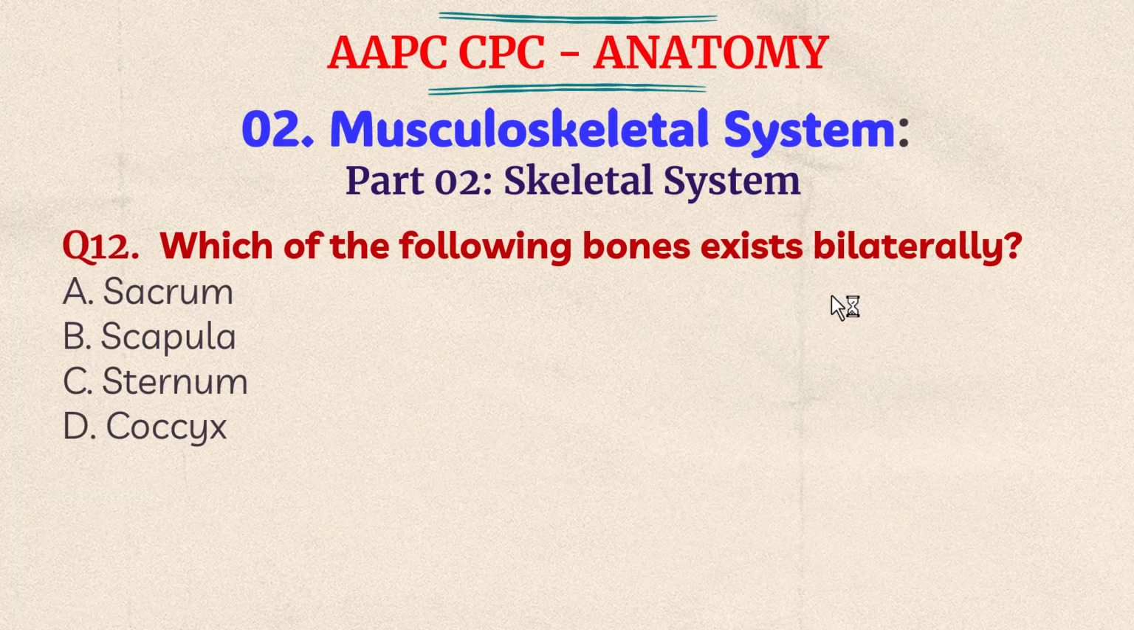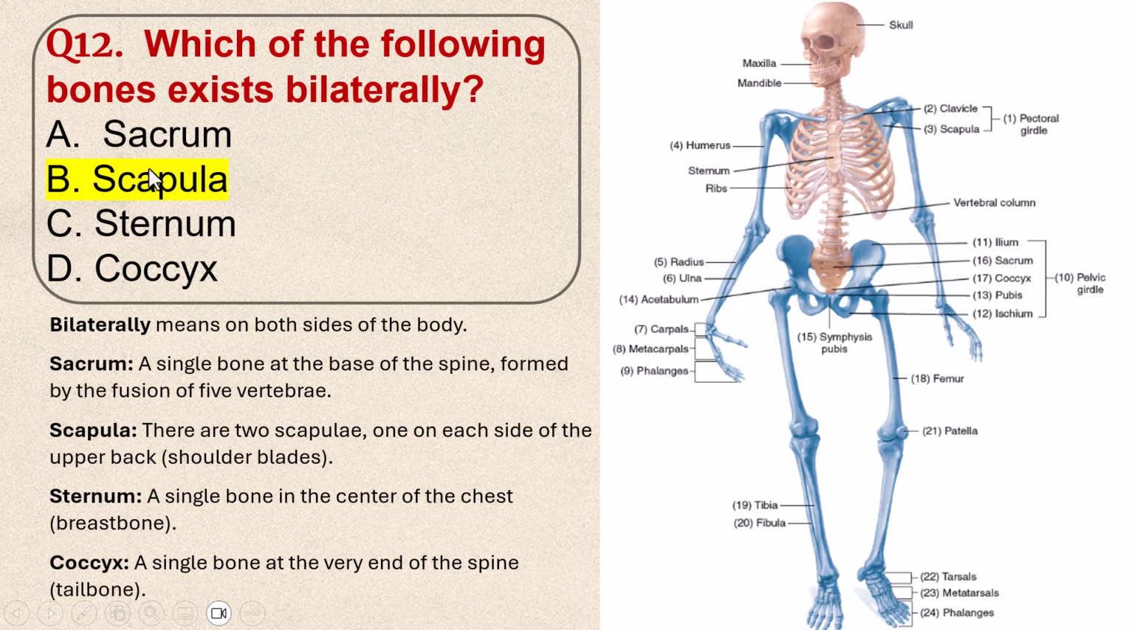Question number 12. Which of the following bones exist bilaterally? A. Sacrum. B. Scapula. C. Sternum. D. Coccyx. The correct answer is B. Scapula. Bilaterally means on both sides of the body. You can see the sacrum here. It's a single bone at the base of the spine formed by the fusion of 5 vertebrae. Scapula you can see here. There are 2 scapulae, one on each side of the upper back. They are called the shoulder blades.